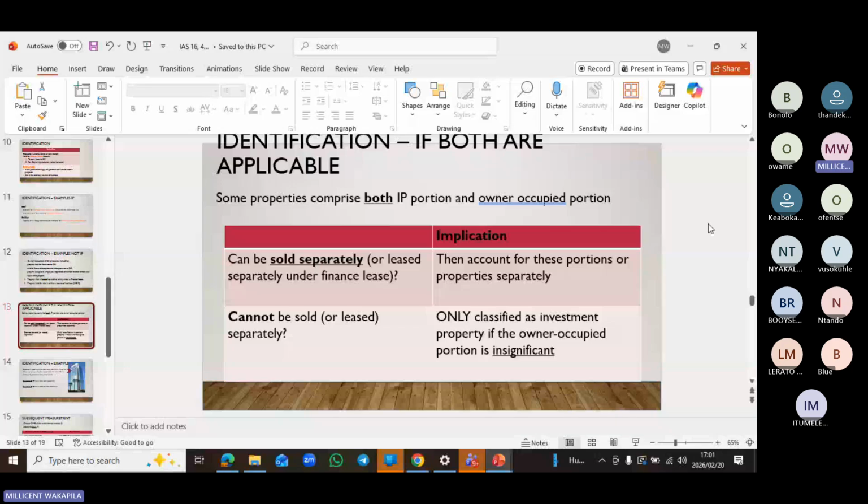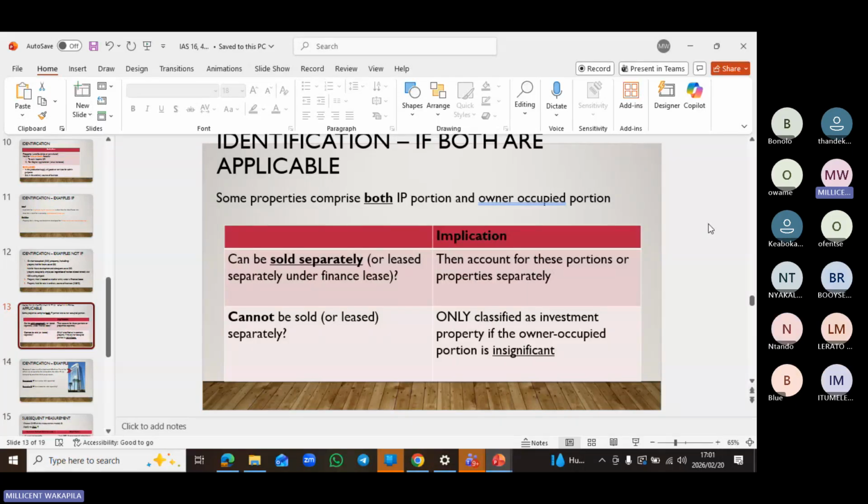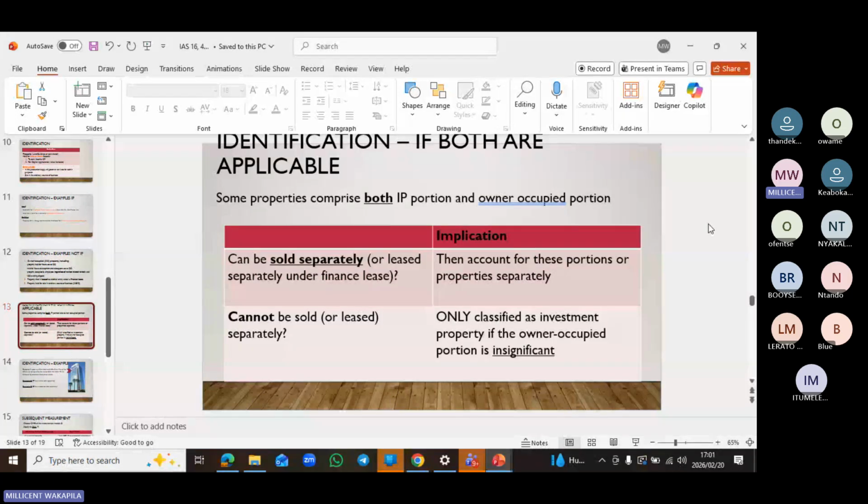Firstly, can the portion be sold separately, right? Let's say that there are floors. It's a five-story building, which means we have five floors. We have the ground floor, the first floor, second floor, third floor, and the fourth floor, and the fifth floor. Firstly, we want to inquire, can a floor be sold?